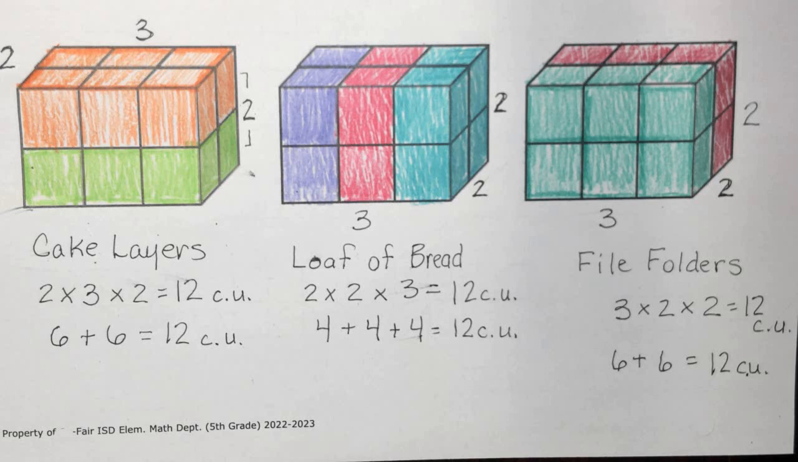Raise your hand if you can see right now that you have a favorite. How many of you like cake layers? That makes the most sense to you. I like cake. Good. And how many of you are like, oh no, I'm a loaf of bread person? Okay. See, it's okay to see it different ways. And how many of you are like, file folders is my favorite? No file folders. All right.